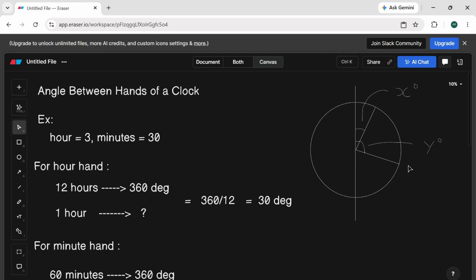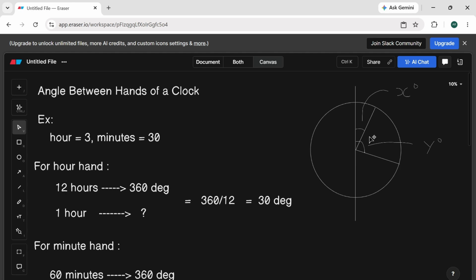When you want to find the angle between any two lines, what will you do? Your first thing is you always consider one line as a reference line, with respect to which you measure the angle, right? So here I'm considering this as my reference line, and this is my hour hand and this is my minute hand. If I want to find the angle between them, I'll simply find the angles with respect to this reference line, and then subtract them. Then I will have the answer with me, right?